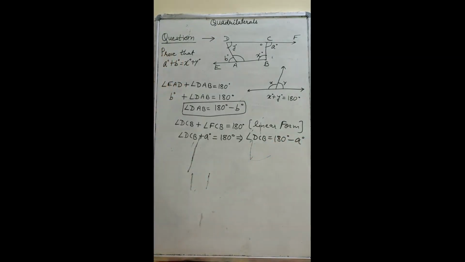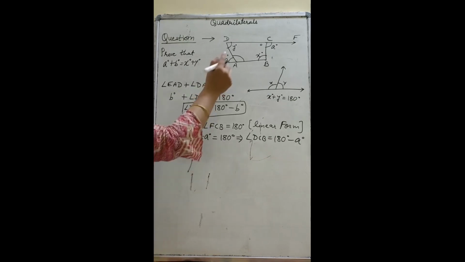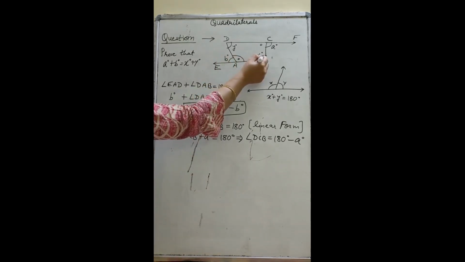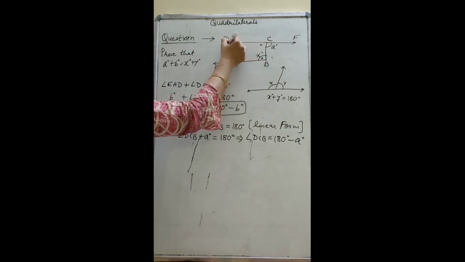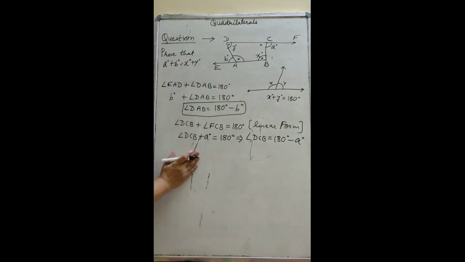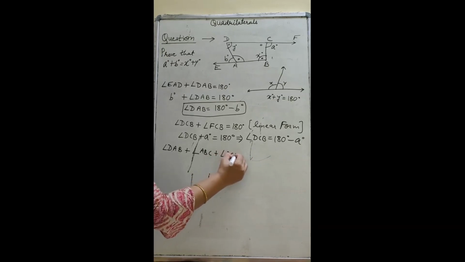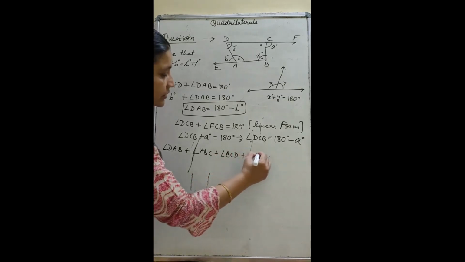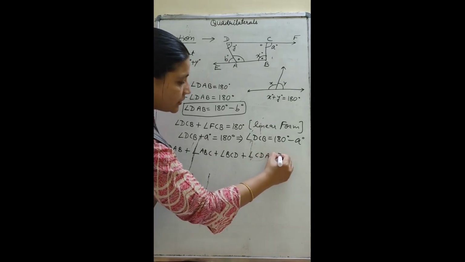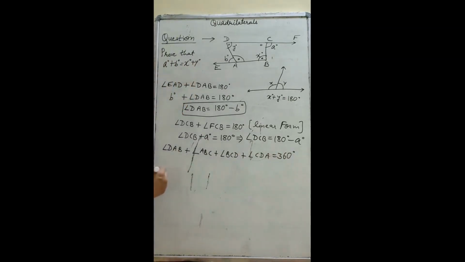Now after that we will use the angle sum property of a quadrilateral. Sum of four angles is equal to 360 degrees. So I am going to write all four angles. This is the first angle, second angle, third angle and fourth angle. Sum of these four angles. The first angle is here, angle DAB. Second angle is here, angle ABC. Third angle is here, BCD. And the fourth angle is here, CDA. And their sum is equal to 360 degrees.